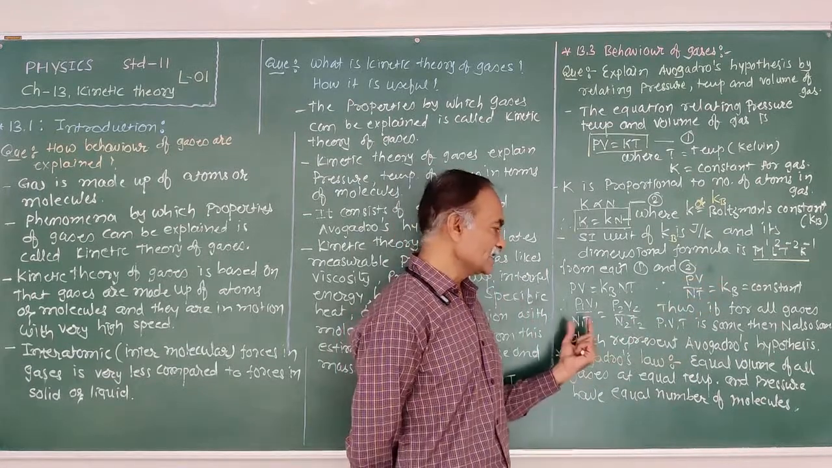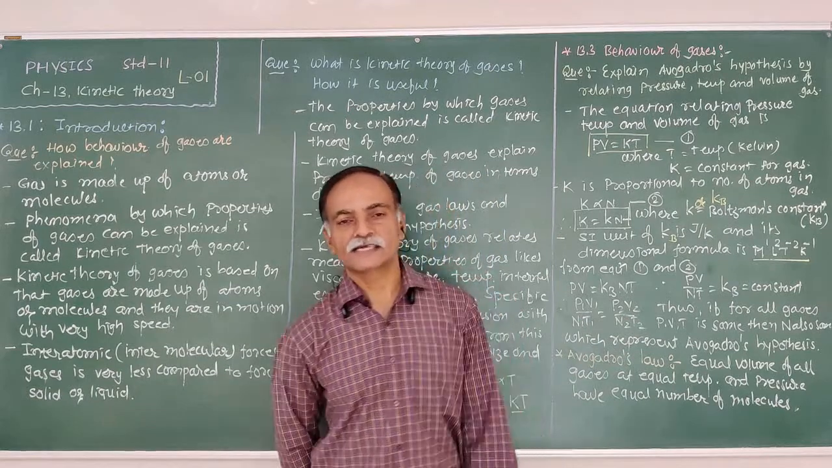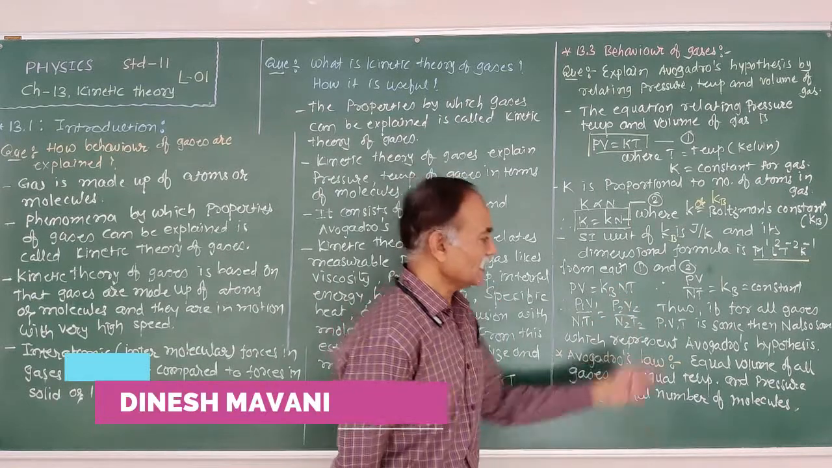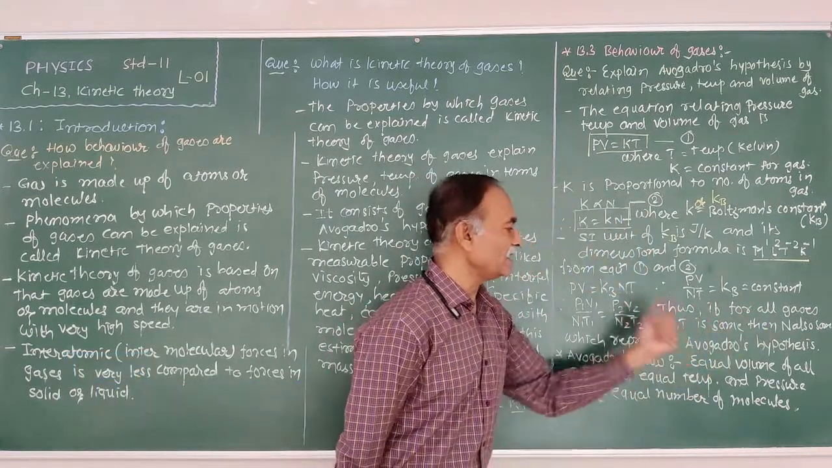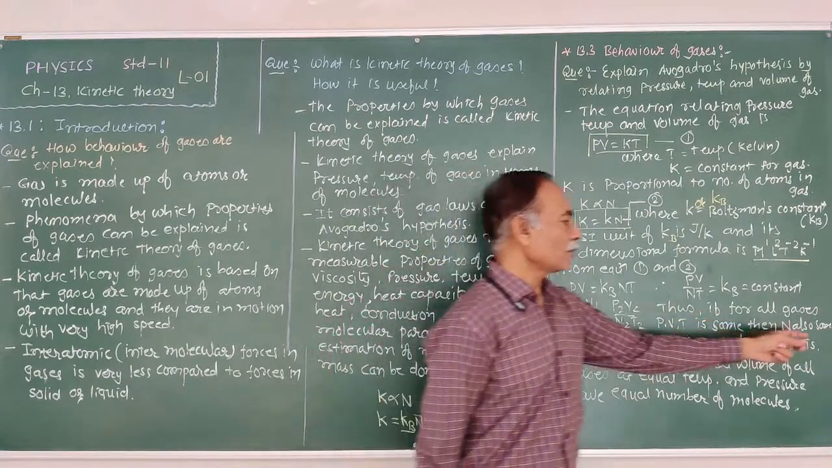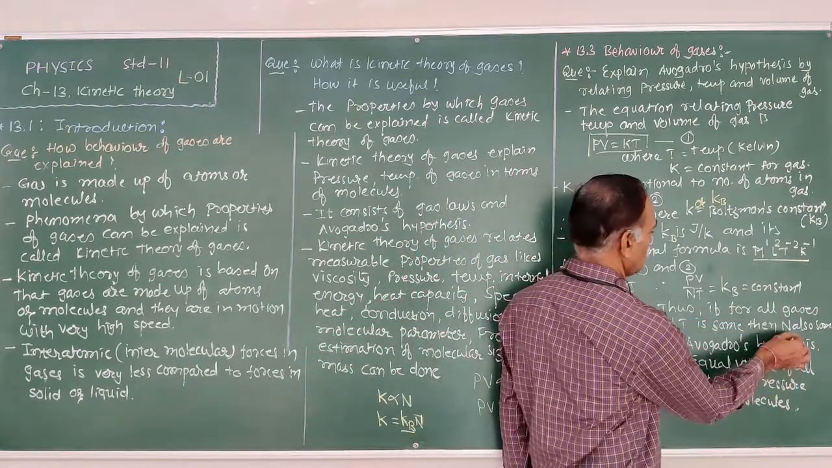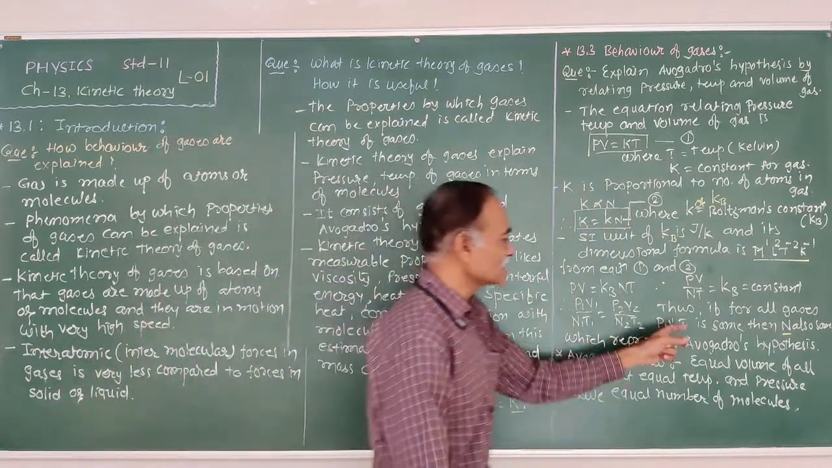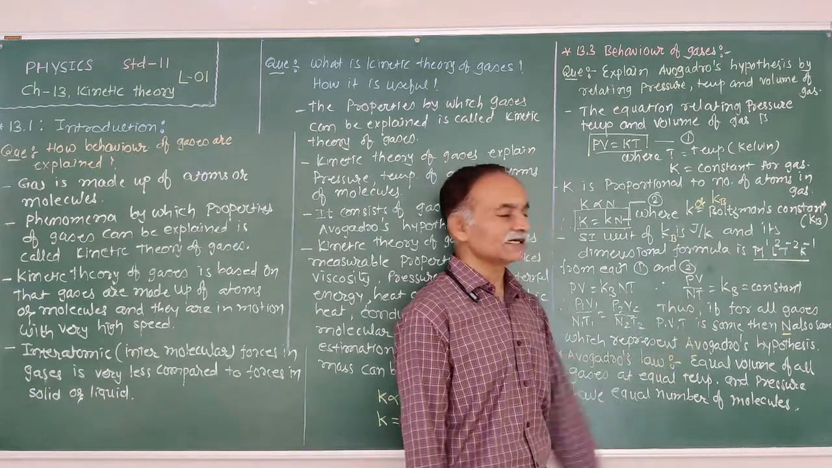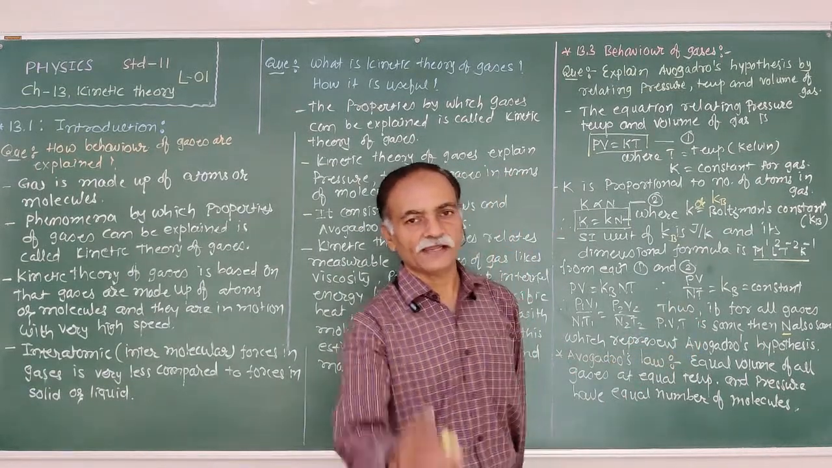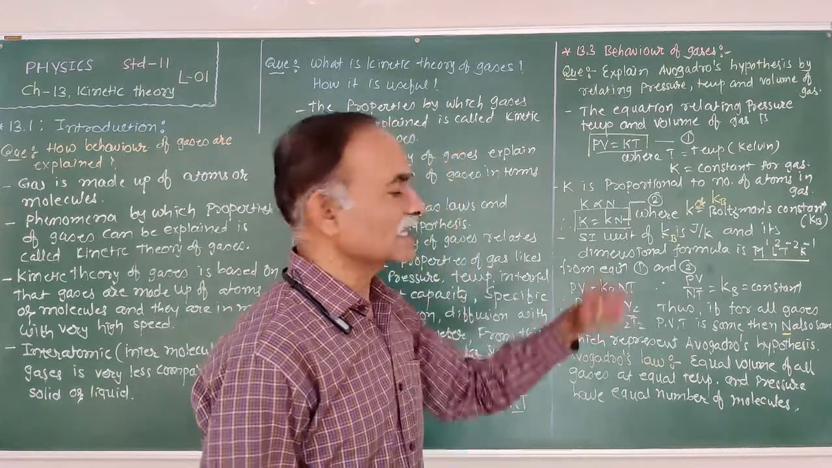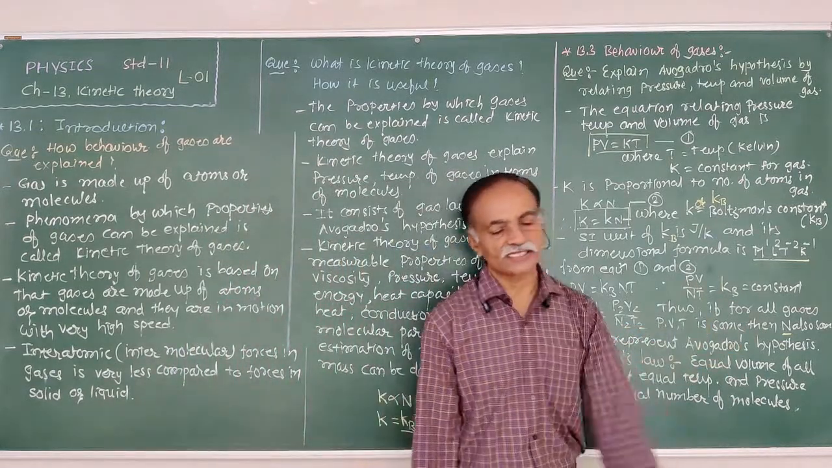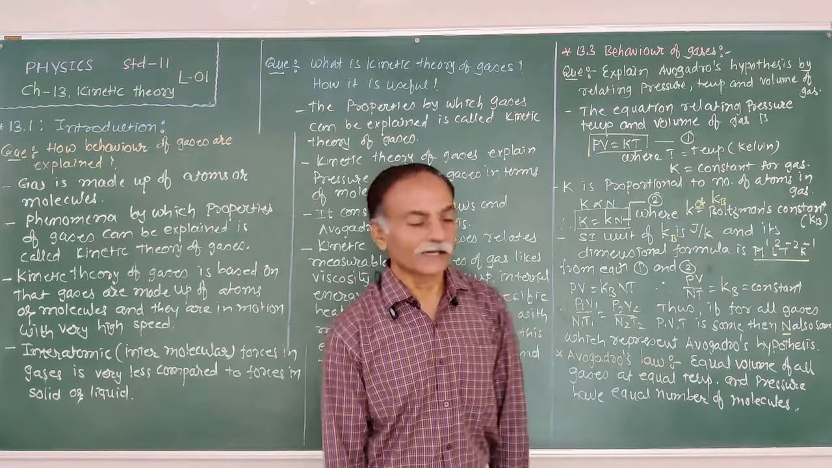So there is an initial condition and a final condition. The ratio of PV upon NT remains constant. Thus, if for all cases P, V, T are the same, then N is also the same. The number of molecules is also the same. If for all gases pressure, volume, and temperature are the same, then the number of molecules in these gases is also the same, which represents Avogadro's hypothesis.